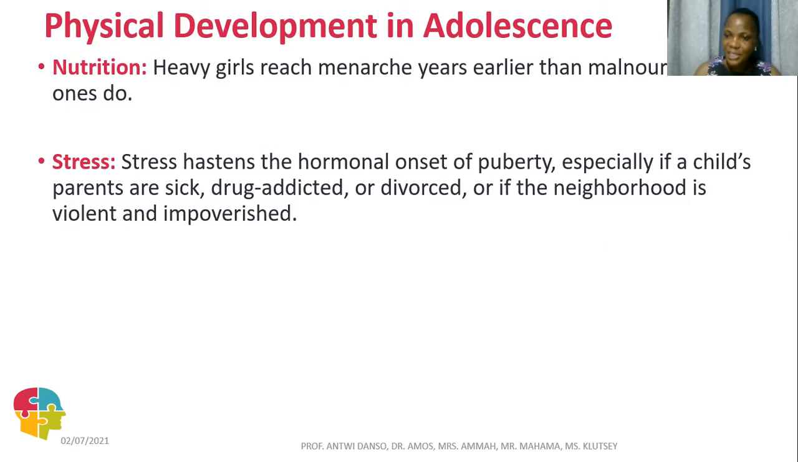Nutrition. Right nutrition can also affect the onset of puberty. With good nutrition, you can have your puberty earlier than somebody who is malnourished or has poor nutrition. And then we have stress. Our hormone levels can affect the onset of puberty. The same way that when you are stressed or frightened, any heightened emotion, either joy or sadness, can lead to you having your menses. The same affects the onset of puberty. So drug addiction, parents who are sick, the neighborhood, anything that causes stress in the individual can affect or delay the onset of puberty.